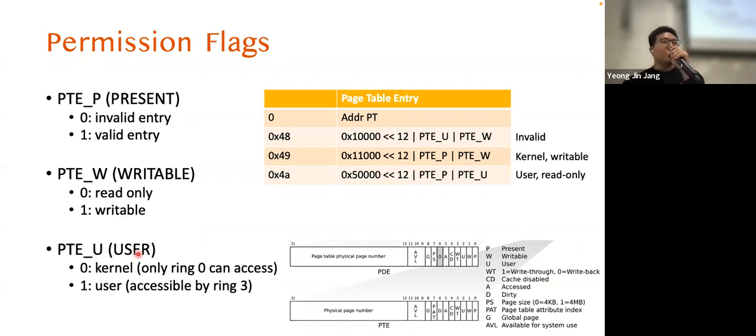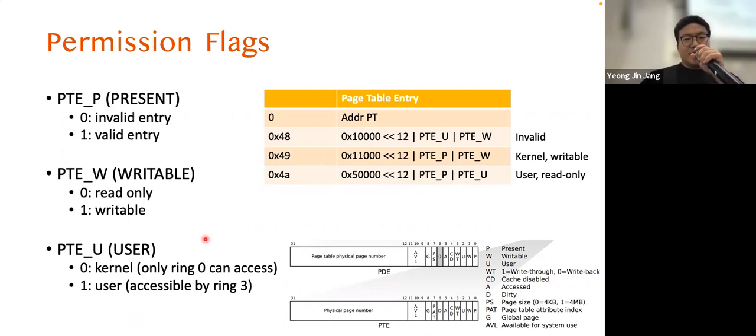And then PTU is for user and kernel. If that bit value is 0, then only ring 0, the kernel, can access. But if that value is 1, then it is accessible to user. So by using this, we can control whether a certain virtual memory region is valid or not, and we can make the memory readable or writable. And also we can enable memory access only to the operating system or to the application level.